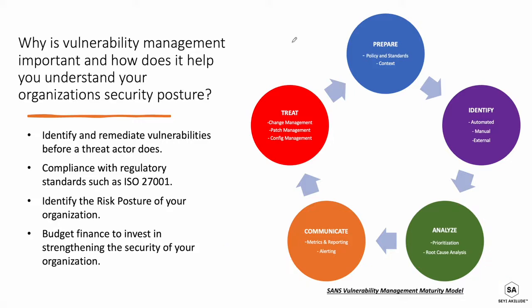And for treating, how do we treat these vulnerabilities that have been identified? Three processes were identified. First, change management. Change management has to do with ensuring that before you treat your vulnerability, it has to go through a change governing board, and that board will approve whether the change is going to be traffic impacting or service impacting. So that change needs to be approved before it is actually implemented.